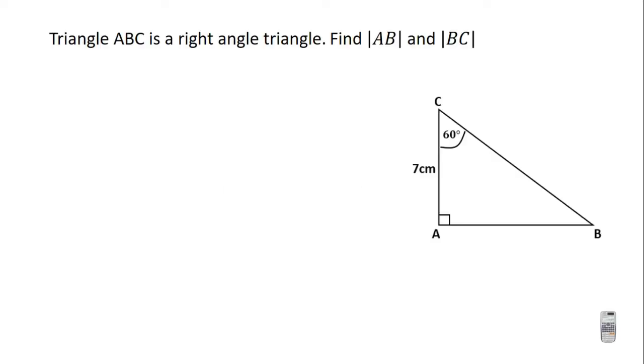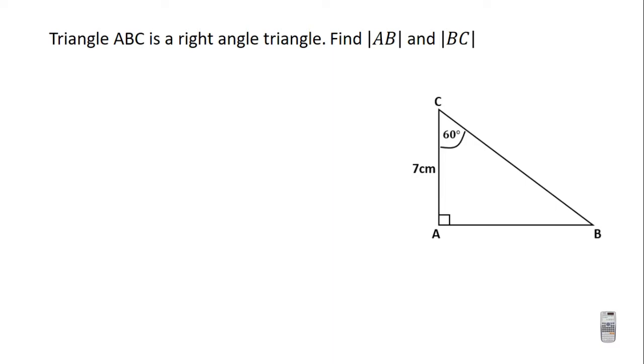We are on the topic trigonometry. In the previous video, we learned how to use the trigonometric ratios to find the acute angles in a right-angled triangle. In this video, we are going to learn how to use the trigonometric ratios to find the length of the side of a right-angled triangle. Let's pick the question for this video.